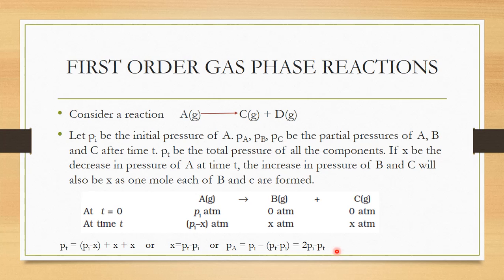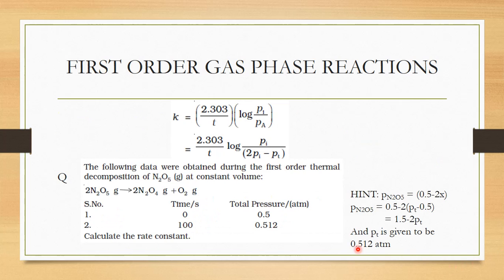Now whenever you get numericals based upon the gas phase reaction, you will have to calculate Pa, and the expression to calculate Pa will change depending upon the stoichiometric coefficients of the reaction. No set formula can be used here. This is the formula, P1 upon Pa. P1 means initial pressure, and for Pa that expression here comes to be 2Pi minus Pt, that you have to calculate. It will vary from reaction to reaction.